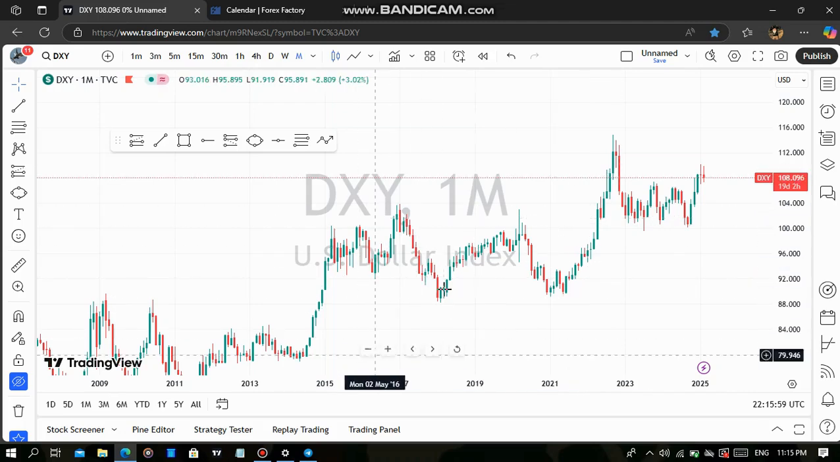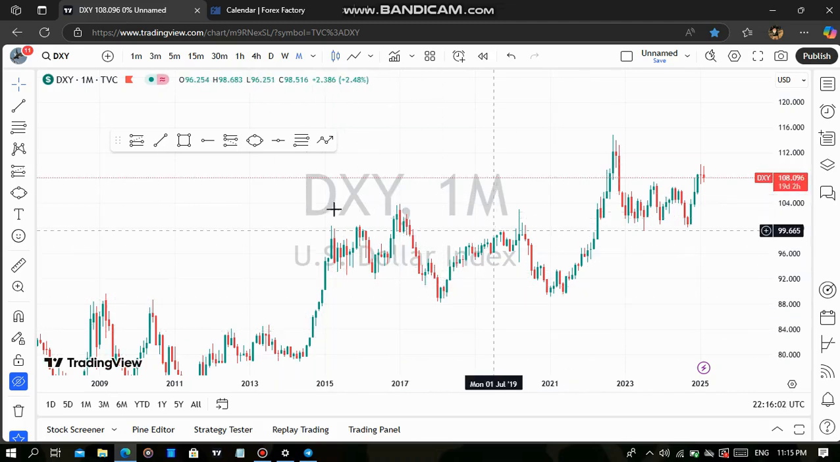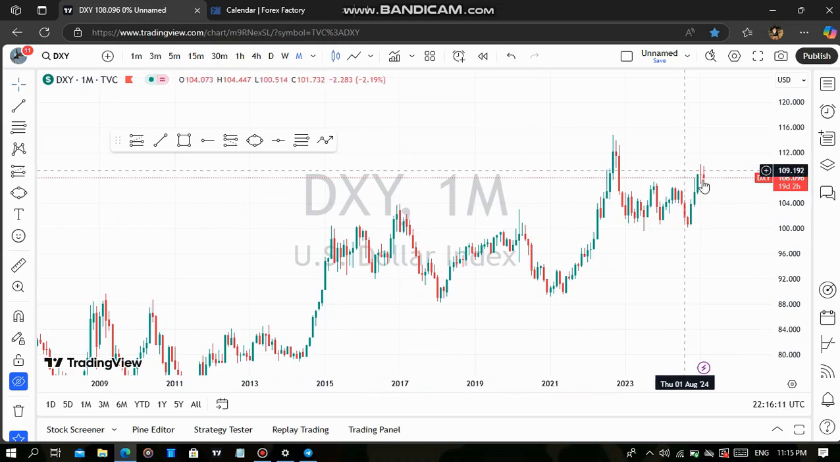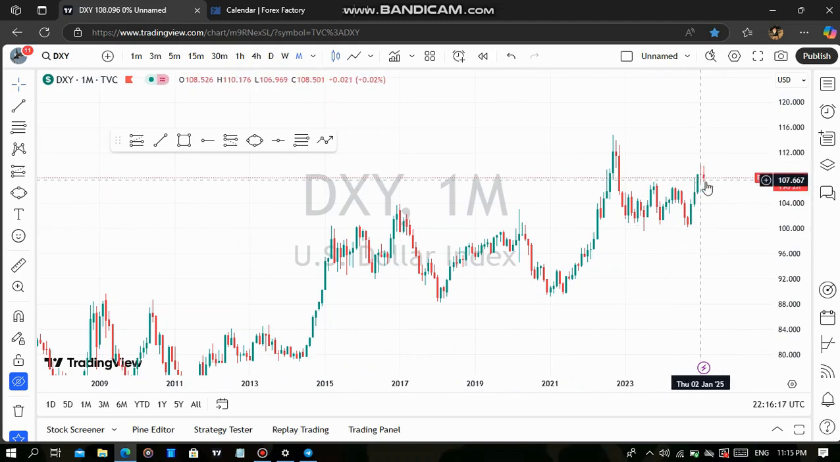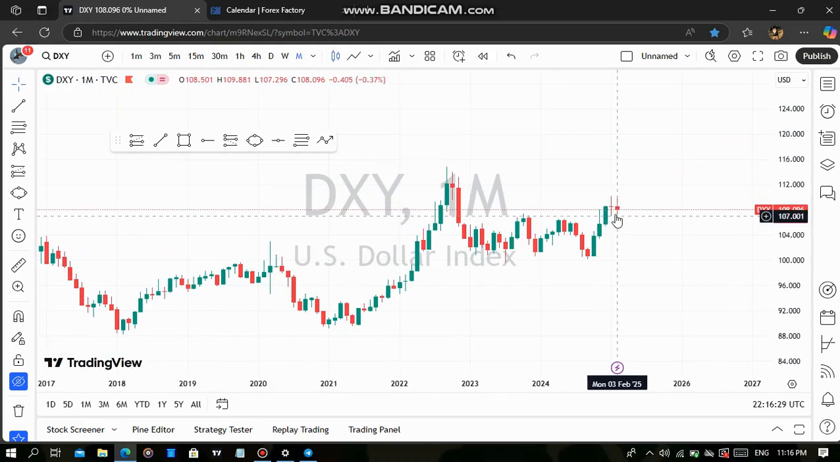This is the monthly time frame. You can see this is DXY on 1M, that is the monthly time frame. On this time frame, I would like to start with the last month's candle close. Looking at the last month's candle close here, this particular candle close is indecisive. Let me bring it out so you can see. This candle close here is indecisive before this current one.